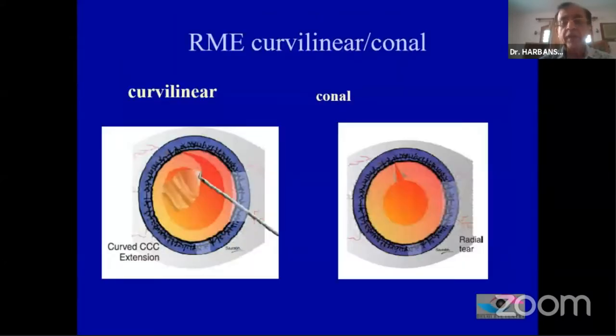Another important point I would like to emphasize is that there are two types of rexis margin tears or extensions. One is the curvilinear. When you are making a rexis and it goes towards the periphery, if it is a curvilinear extension, the chances of running to the posterior capsule are much less as compared to the conal. This is what happens in a mature or Morgagnian cataract. You get a conal extension, which has a much higher incidence of running to the posterior capsule. But in young patients, when it goes to the periphery, the chances of it running to the posterior capsule are much less, so it is far safer.